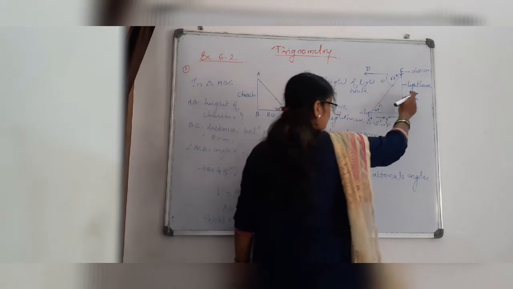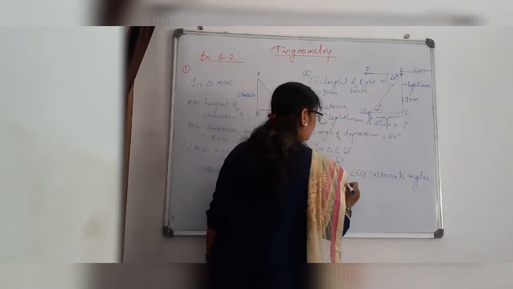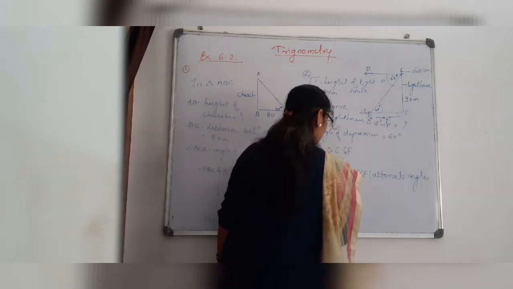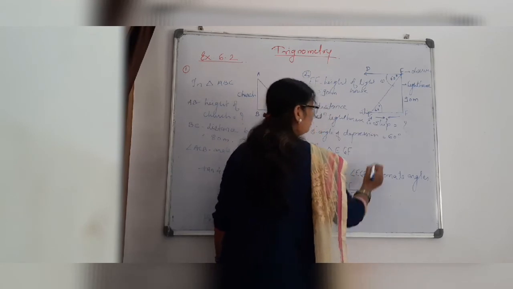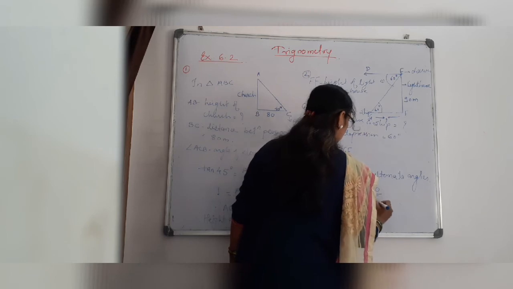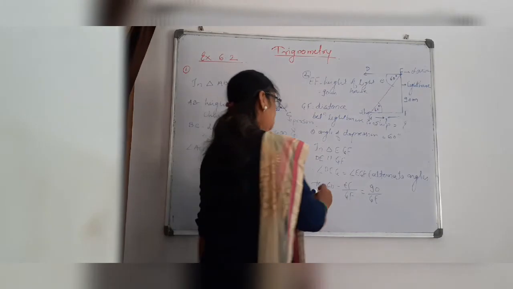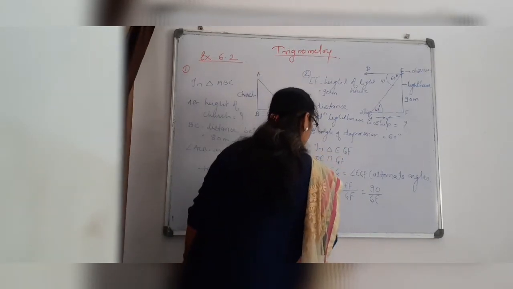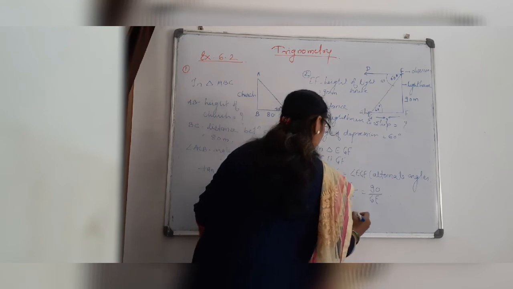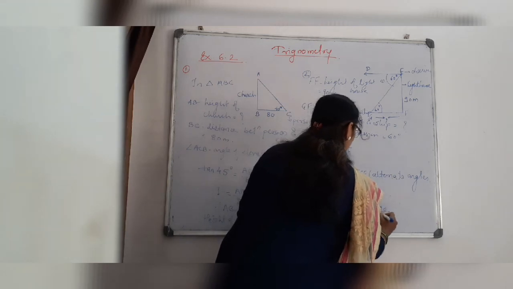Tan 60 is equal to opposite upon adjacent. Opposite is EF upon adjacent GF. Now EF is how much? 90. GF you have to find out. Now what is the value of tan 60? Tan 60 is root 3. So root 3 is equal to 90 upon GF. And therefore GF is equal to 90 upon root 3.